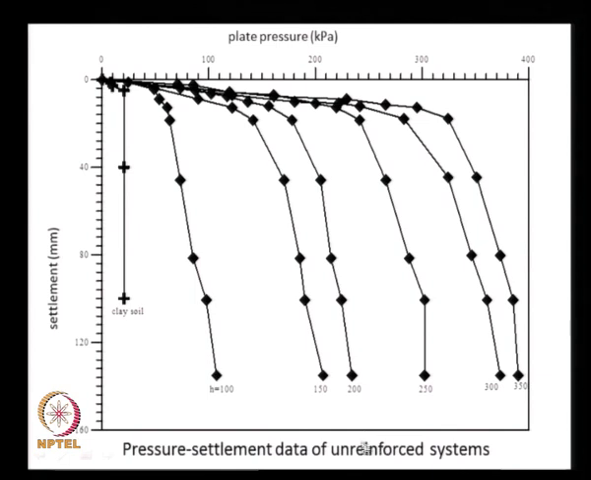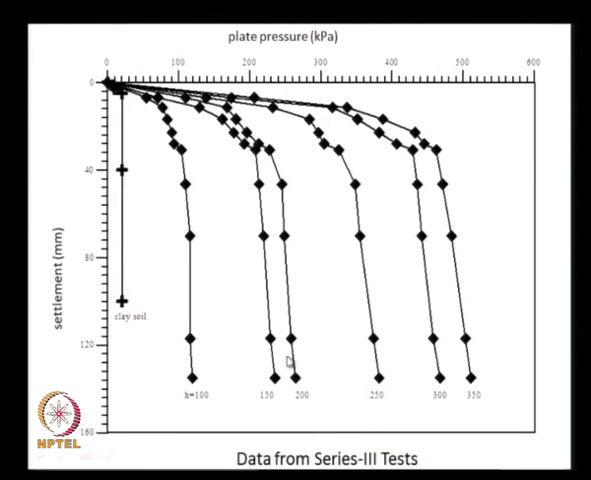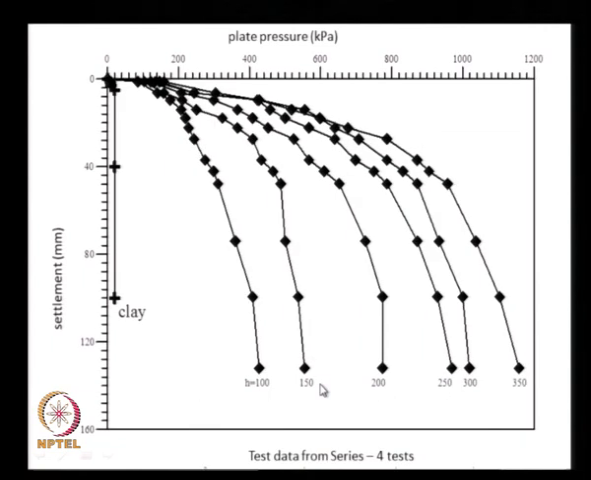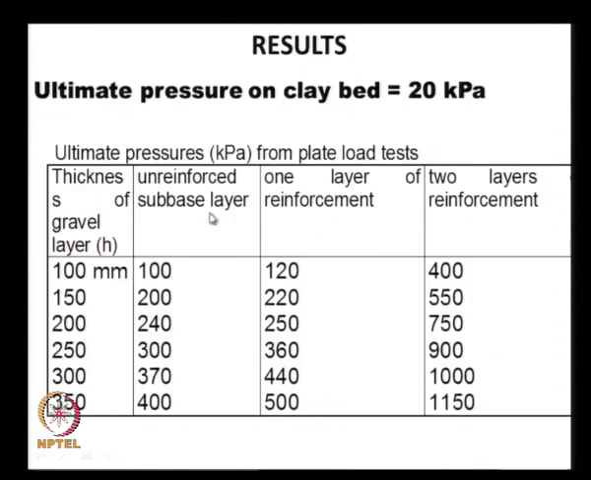These are all the results obtained for the unreinforced systems, and these are from tests from series 3, that is with the basal reinforcement, and this is the result from series 4, that is with the 2 layers of reinforcement, and the ultimate pressures that were obtained are like this. When the thickness of the gravel layer is, let us say, about 200 millimeters, the maximum pressure that we can apply on the unreinforced system is 240 kPa, and with 1 layer of reinforcement at the base it increases to 250 kPa. It is only a marginal increase, and with 2 layers it increases to 750 kPa.